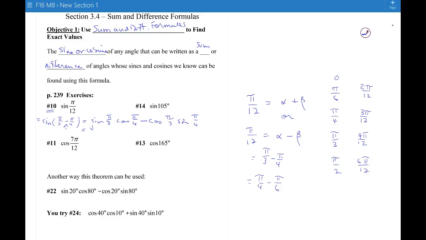So we say, let's see, sine pi over 3 is root 3 over 2. Cosine pi over 4 is root 2 over 2. Cosine pi over 3 is a half. And sine pi over 4 is root 2 over 2. So you can get root 6 over 4 minus root 2 over 4, and you can write that over the same denominator if you like. So that's going to be our answer. So that's an exact answer.